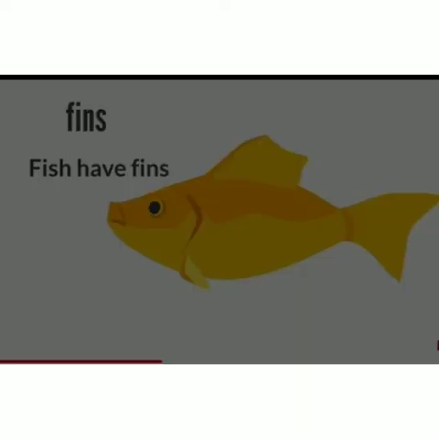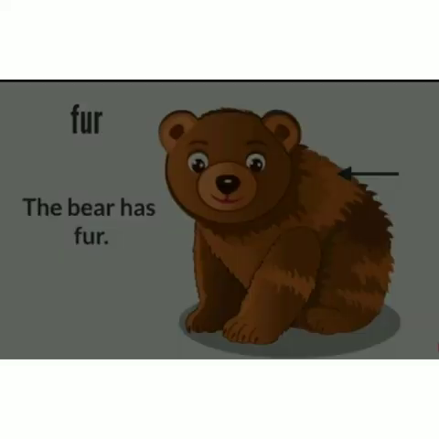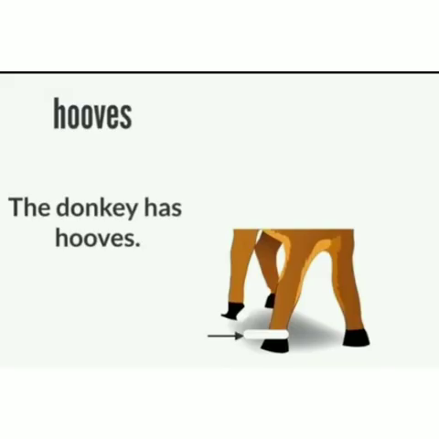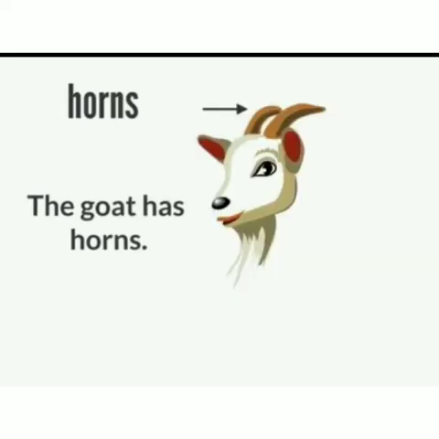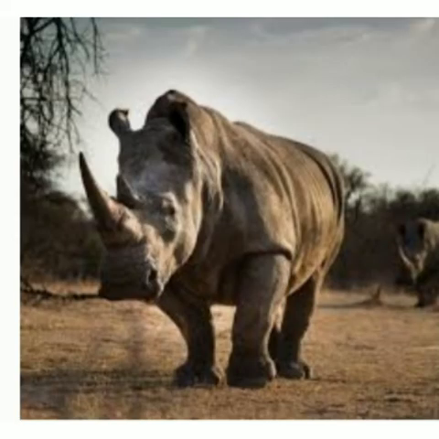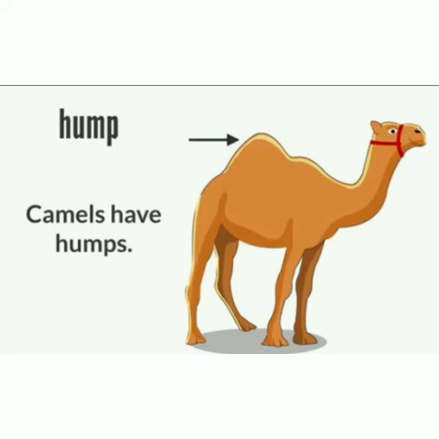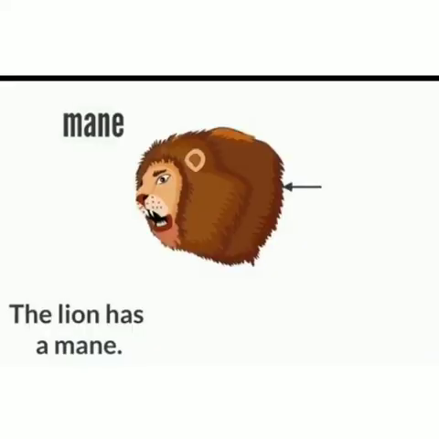Peacock has, no? Yes. Fins. Fish have fins to swim in the water. Fur. The polar bear, animals which live in a cold region, have fur. Hooves. The donkey has hooves. Horns. The goat has horns. Buffalo. Then antelopes and rhinoceros, they all have horns. See the picture there. Hump. Camels have a hump on their back, you have learnt.